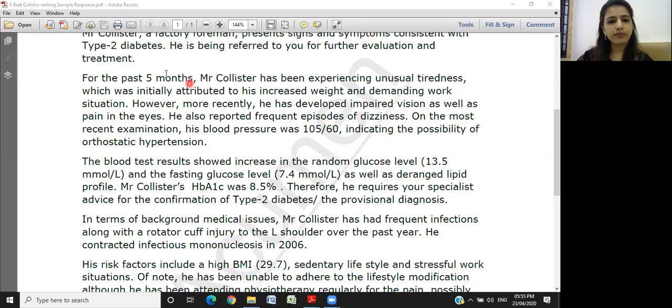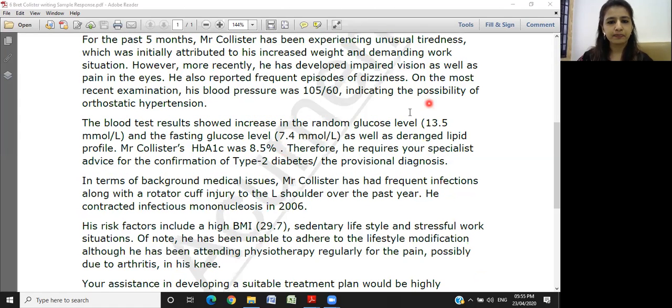So here in this portion, you can write about this sentence for the past 5 months. And then here, instead of writing more recently, you can directly write, whatever the date it is, the second last visit. And then from this visit, you can write about today's visit, this paragraph. That is also a possible way of writing.